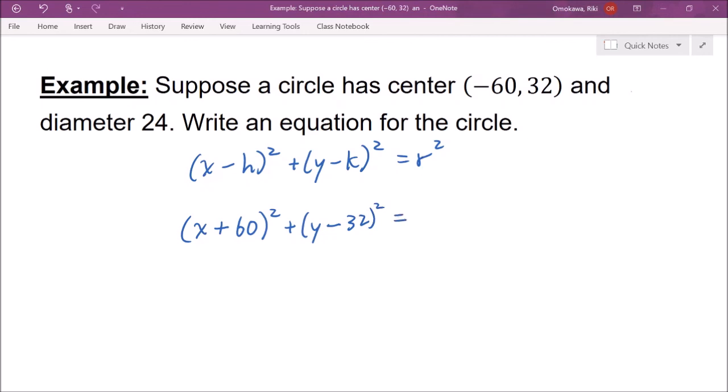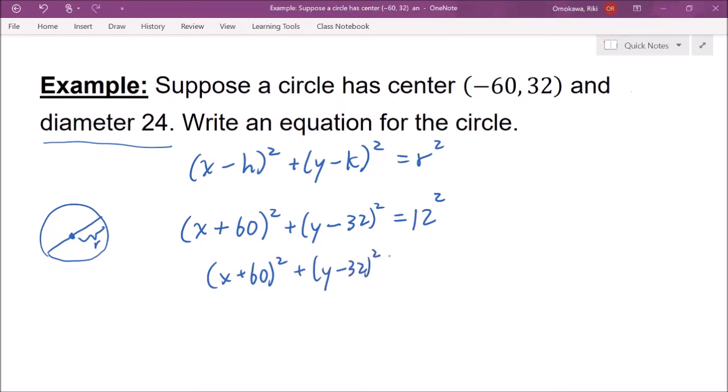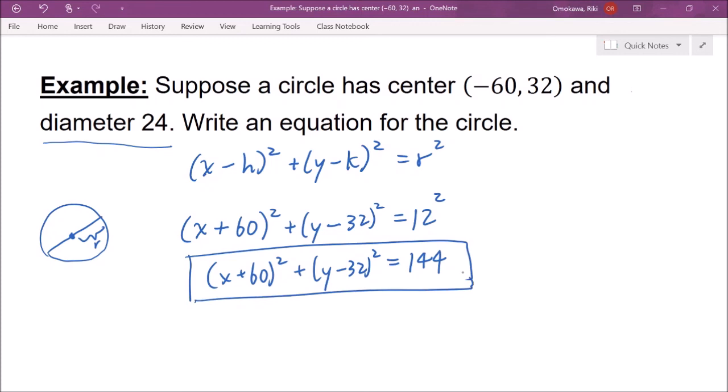But then we need the radius, r. Notice that they don't give us the radius. They give us the diameter. Just remember, on a circle, the diameter is all the way across, but the radius is only half of that. So in this case, just take the diameter they give you and cut it in half. What's half of 24? Well, that's 12, squared. So our final answer will be (x plus 60) squared plus (y minus 32) squared equals, and 12 squared is 144. And so there we have it. That's the equation for the circle they're describing to us.